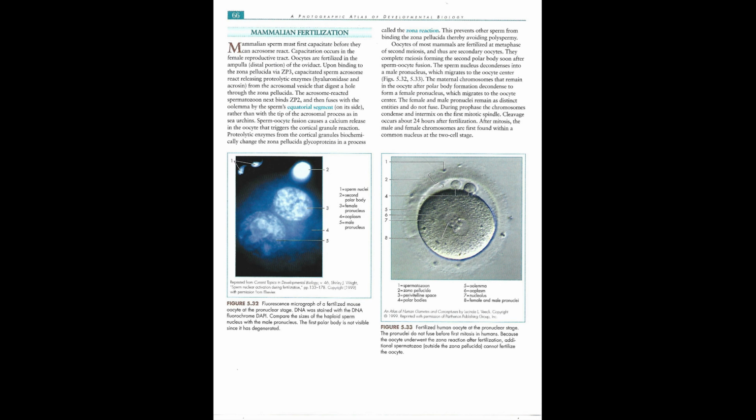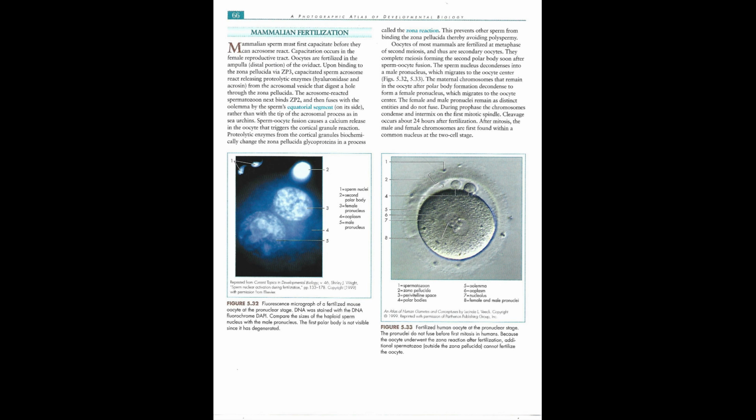The acrosome reacted spermatozoon next binds ZP2, and then fuses with the oolemma by the sperm's equatorial segment, on its side, rather than with the tip of the acrosomal process as in sea urchins. Sperm-oocyte fusion causes a calcium release in the oosphere that triggers the cortical granule reaction. Proteolytic enzymes from the cortical granules biochemically change the zona pellucida glycoproteins in a process called the zona reaction. This prevents other sperm from binding the zona pellucida, thereby avoiding polyspermy.